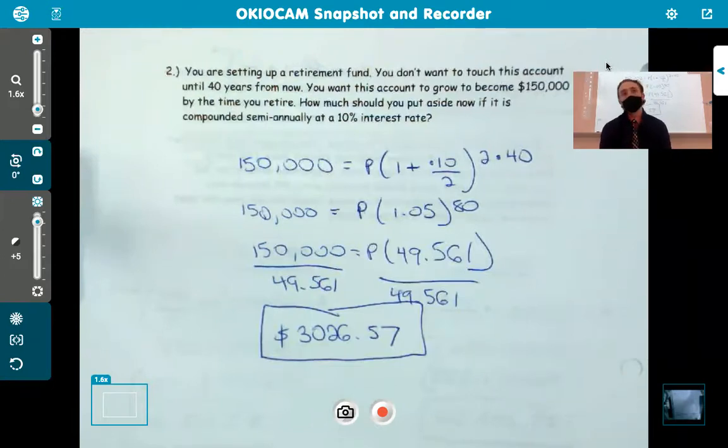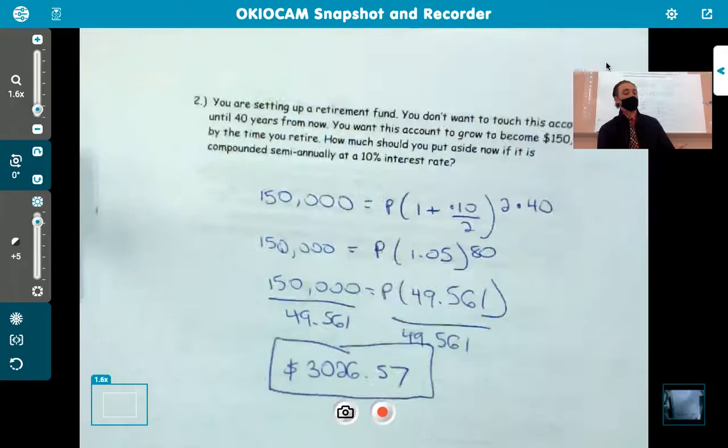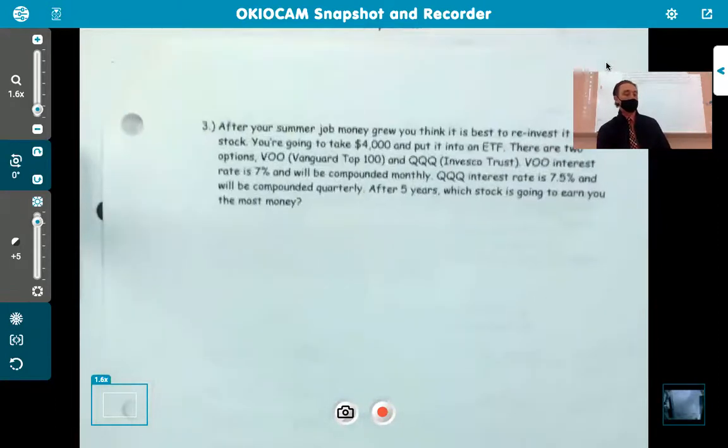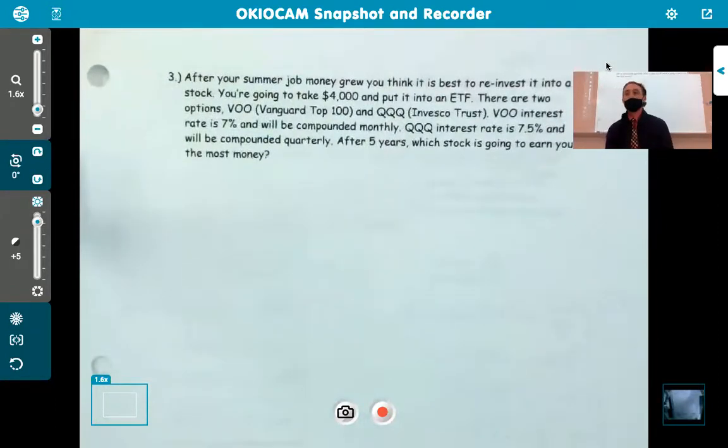Okay. Any questions about number 2? So when you go to open up savings accounts and retirement funds, things like that, those are the questions you need to ask. What's the interest rate? How many times is it compounded? How can I gain the most money that's possible?